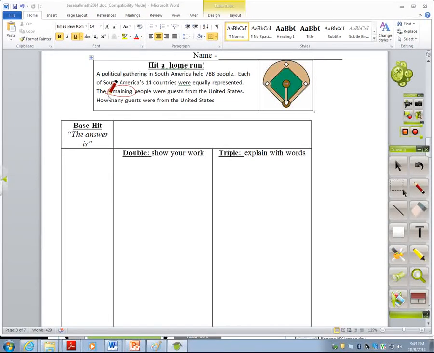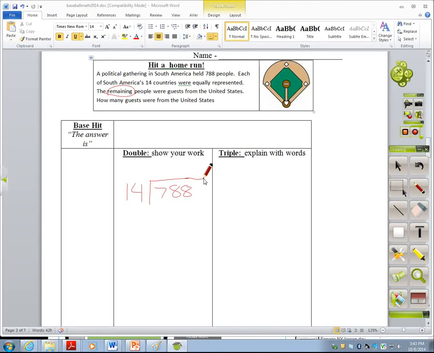This one seems pretty straightforward. Just think about it for a second. All right, there's 788 people. There are 14 countries. So let's start doing the division.